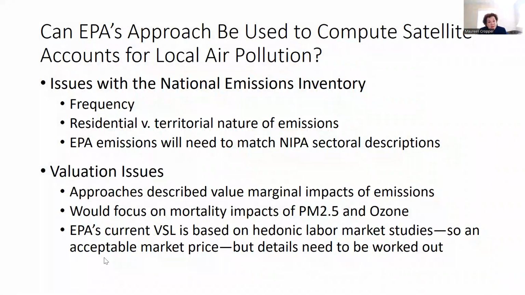Valuation raises more problems. The approaches I've described are valuing the marginal impacts of emissions. As I said, I think what should be concentrated on are the mortality impacts of PM 2.5 and ozone. EPA's current value per statistical life is based on hedonic labor market studies. So they're measuring implicitly the price for bearing additional risk in the labor market. We could view that as a market price, but there are various details here that need to be worked out, and I don't have time to go into them.